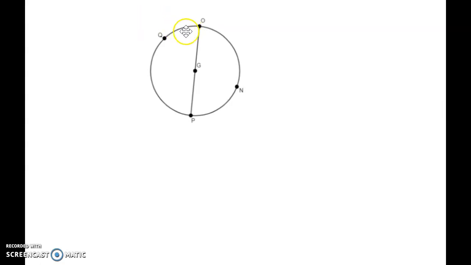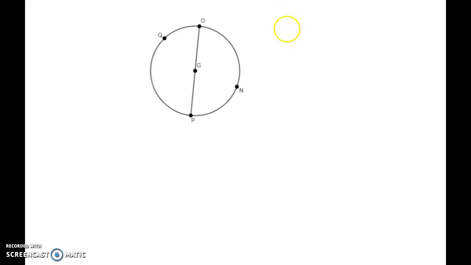Arcs are going to be part of the circle, like this is an arc, and this is an arc, this is an arc. So it's part of the outside of the circle, but it's not all the way around. It's not a circumference. We have what we call major arcs and minor arcs. Minor arcs are named by two letters.